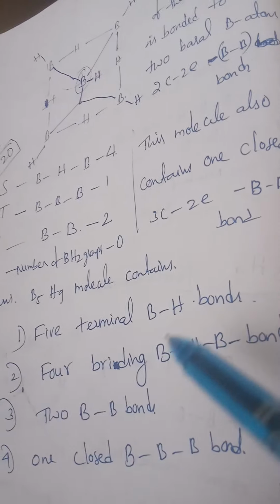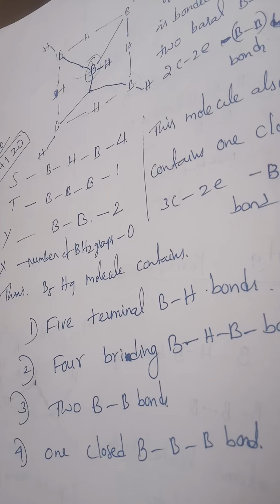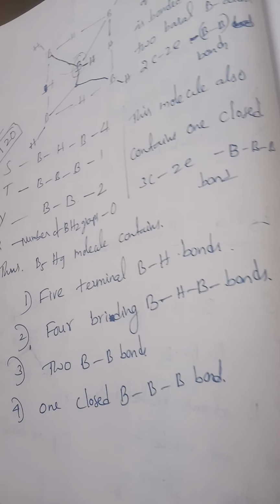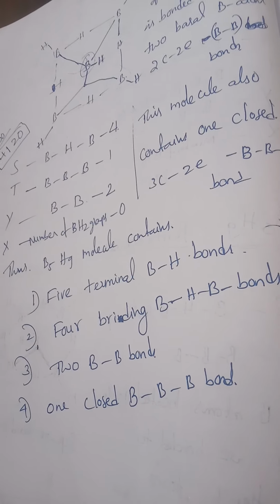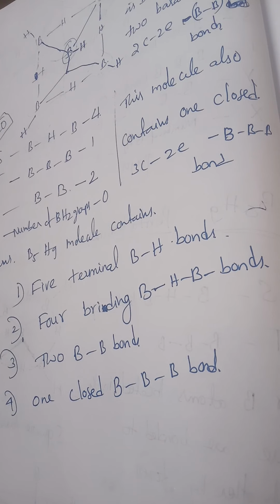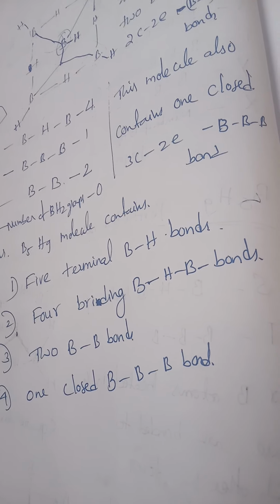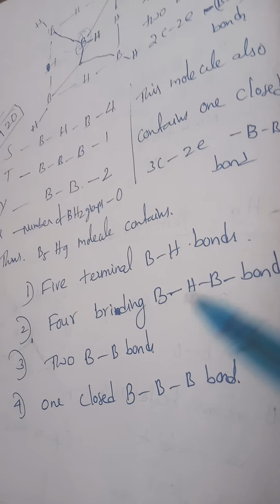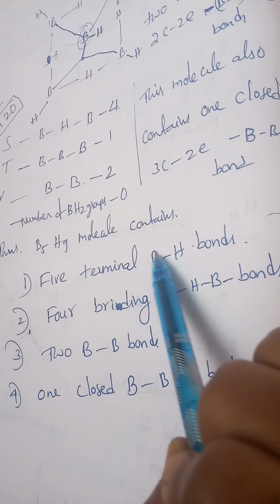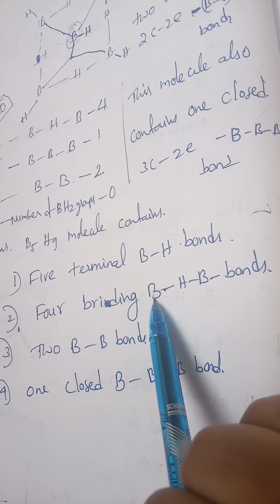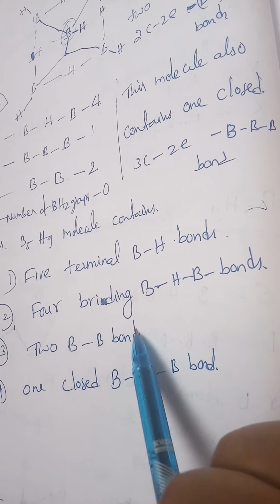In CSIR exams they ask how many terminal bonds there are, how many bridging bonds there are, how many boron bonds there are, and how many closed BBB bonds there are in a particular structure. So here there are 5 terminal BH bonds, 4 bridging BHB bonds, 2 BB bonds and 1 closed BBB bond.